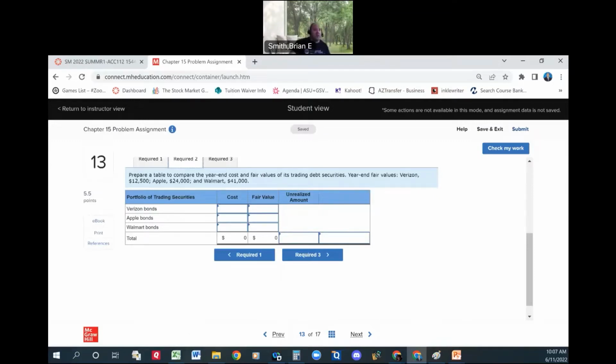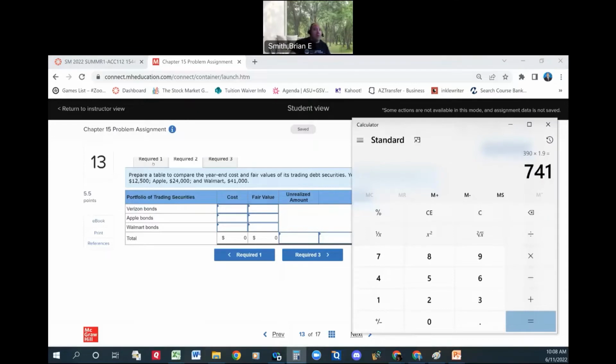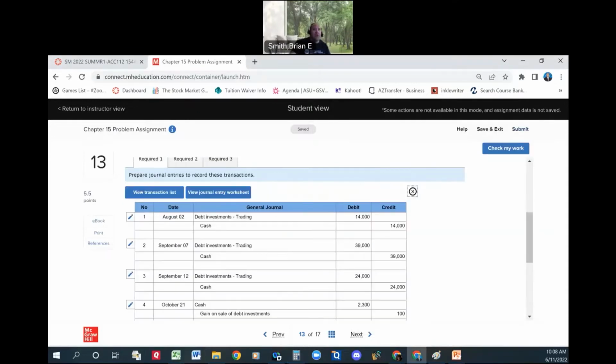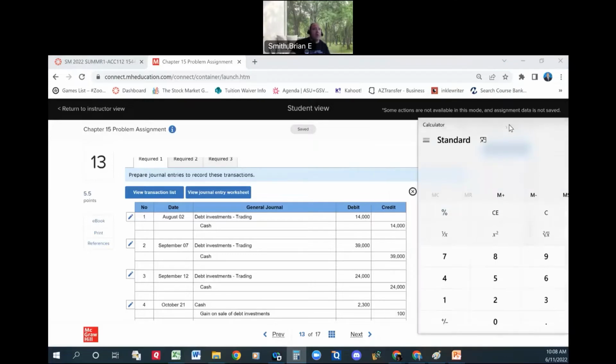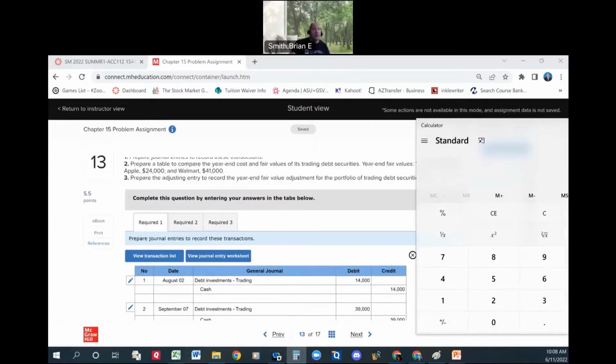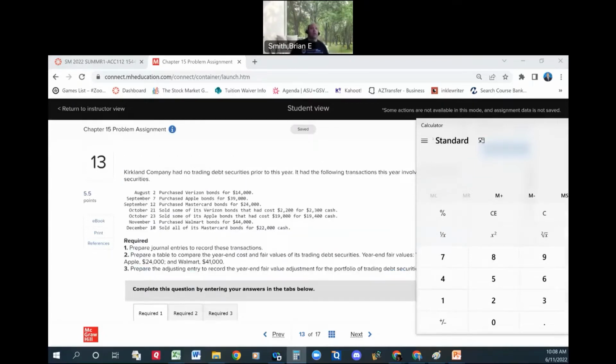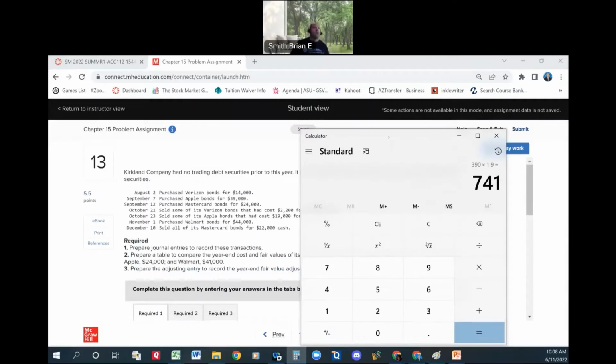Let's find out first how much Verizon we have, and we're gonna need our journal entries and our calculator over here. I'm gonna move it over here. I'll bring it back. Don't worry. We actually need to come up here to our journal entries. This will help us better. So we had 14,000 for Verizon, and we sold 2,200. So we have 11,800 of Verizon left.